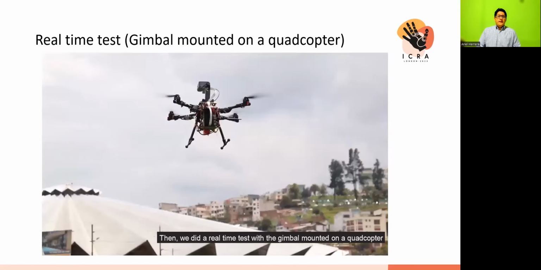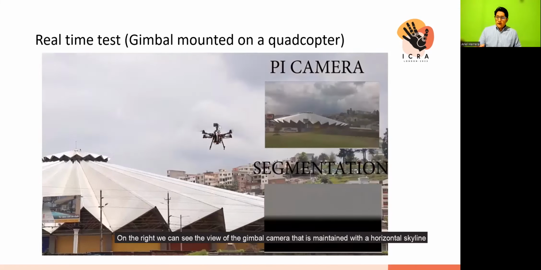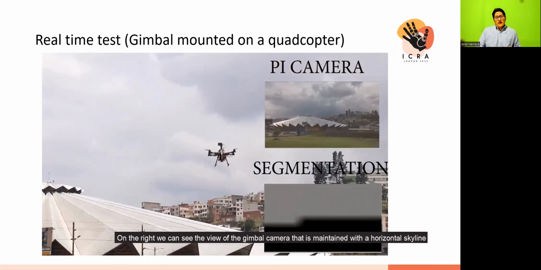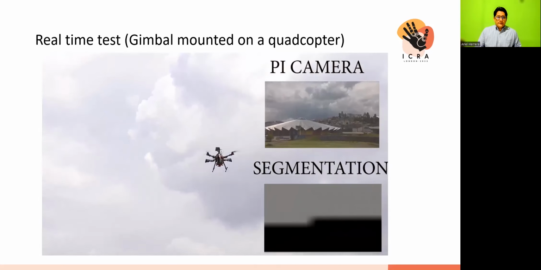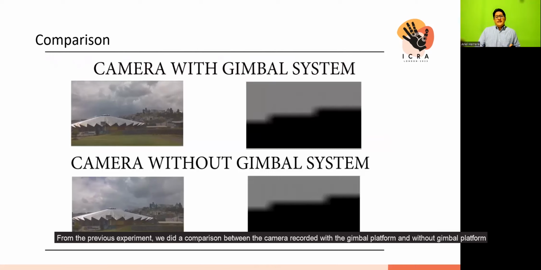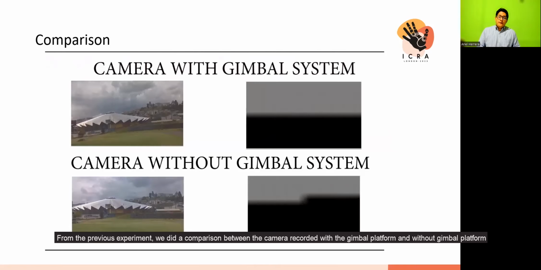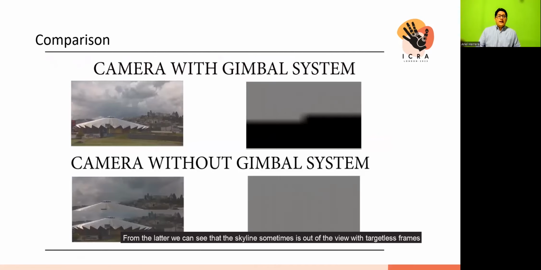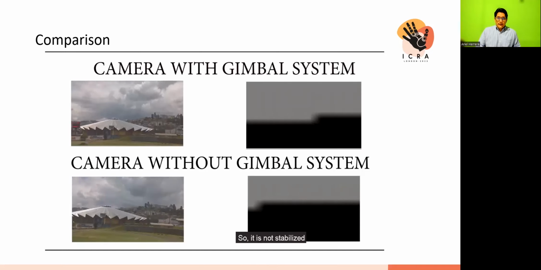Then we did a real-time test with the gimbal mounted on a quadcopter. On the right, we can see the view of the gimbal camera that is maintained with a horizontal skyline. So we can see that it is stabilized. From the previous experiment, we did a comparison between the camera recorded with the gimbal platform and without the gimbal platform. From the latter, we can see that the skyline sometimes is out of the view with targetless frames. So it is not stabilized.